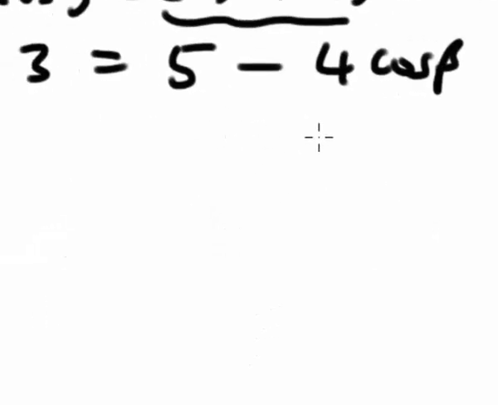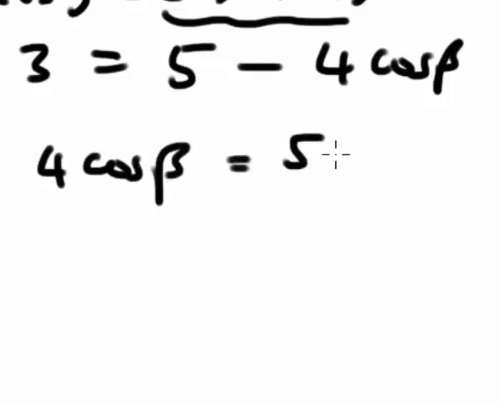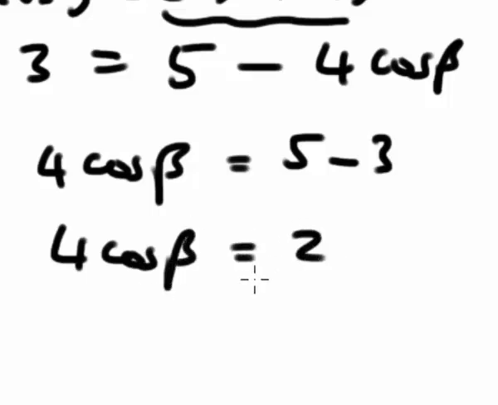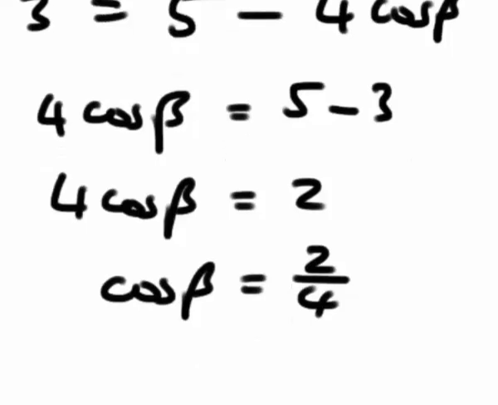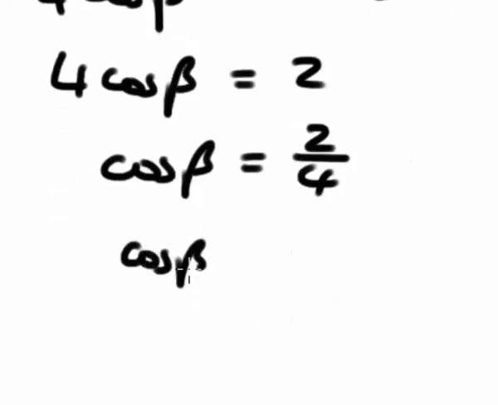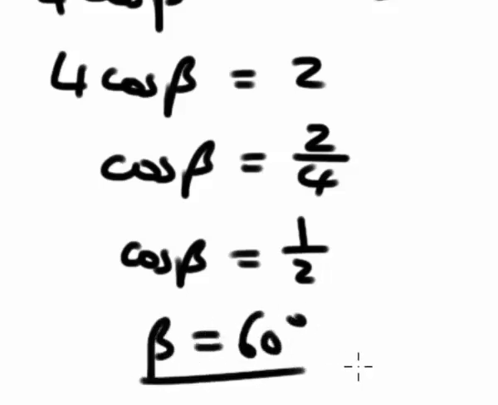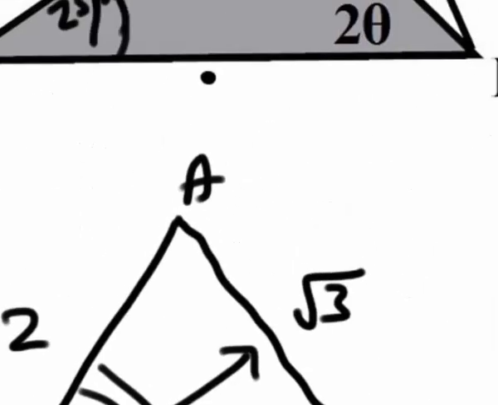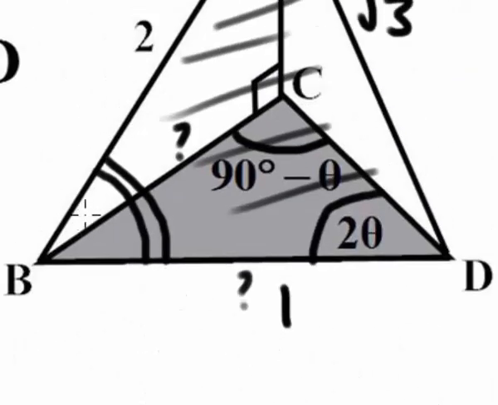Bring this piece across to this side. 4 cos beta is 5 minus 3, so 4 cos beta is 2. Cos beta is 2 over 4, which of course is a half. And then if you go shift cos, beta comes to 60 degrees. In other words, that slanted angle there is 60 degrees.